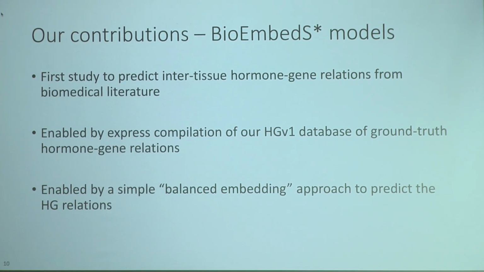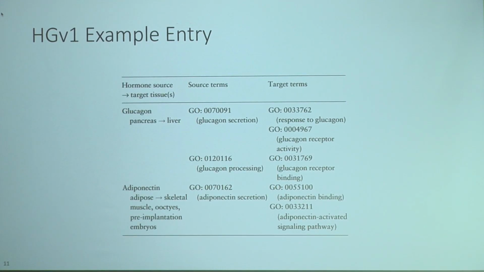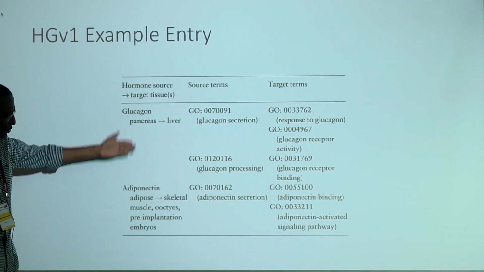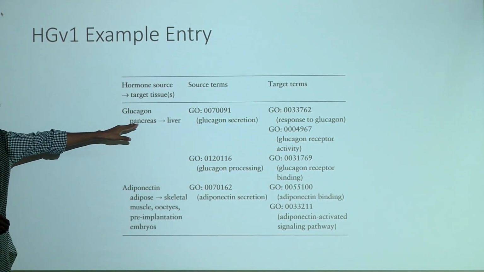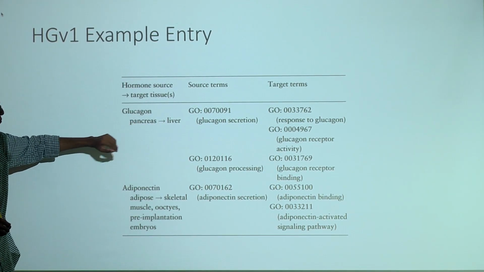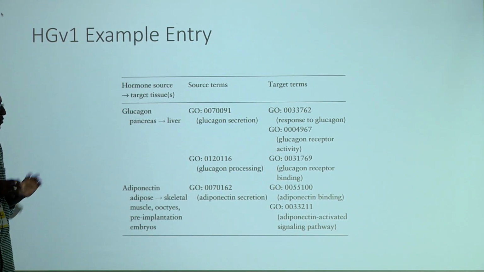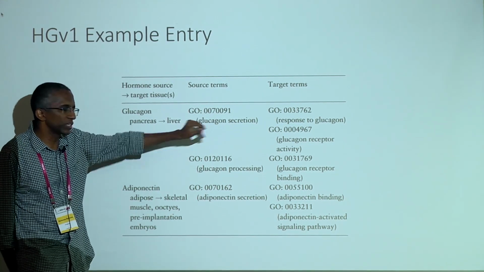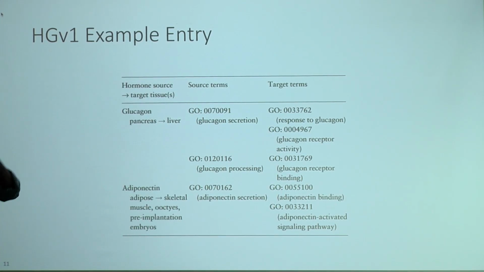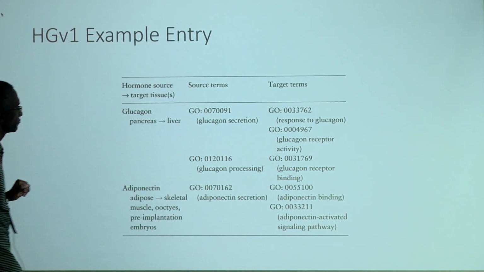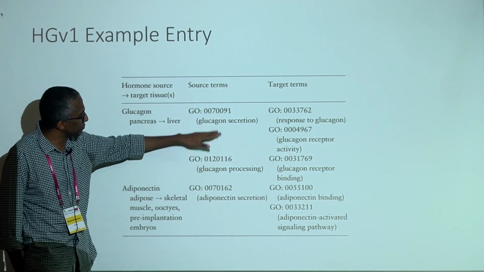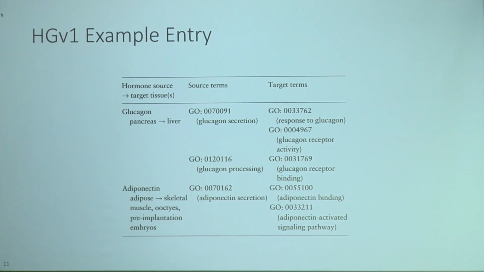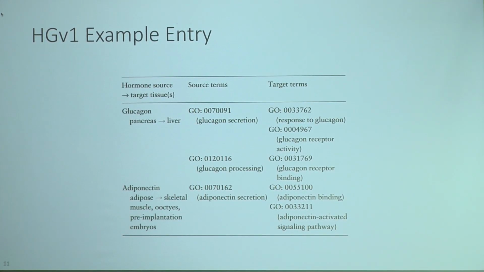So we were able to build this HGV1 database. It looks like the following. You have certain hormones like glucagon and adiponectin. We had to go through different resources to figure out the canonical source tissues. So glucagon is produced in the pancreas, it is received predominantly in the liver, and you have certain genes which are associated with glucagon secretion in gene ontology terms. We scanned through all the gene ontology terms, and we figured out that certain terms, glucagon secretion and glucagon processing, we could term as source genes, right? So all the genes annotated to those terms, we can call source genes for glucagon.